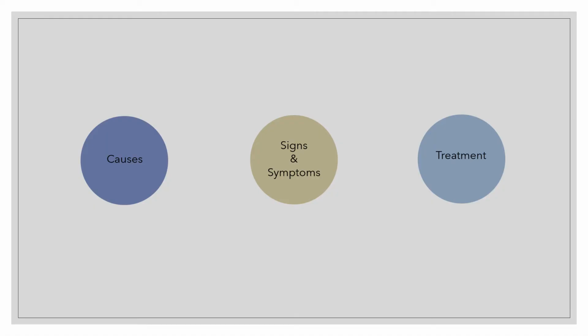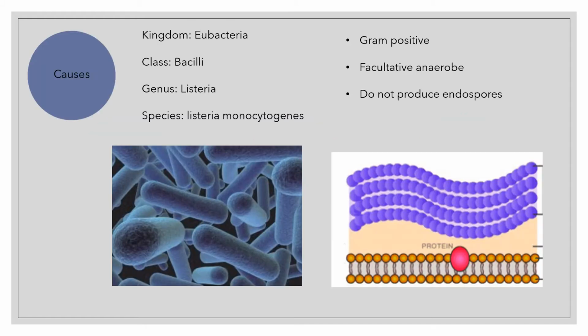I will be focusing on 3 aspects of this disease: its causes, its signs and symptoms, and its treatment. So meningitis actually has many causes. It can be viral, fungal, or bacterial. Today I'll be focusing, as I said before, on the bacterial cause, specifically Listeria monocytogenes.